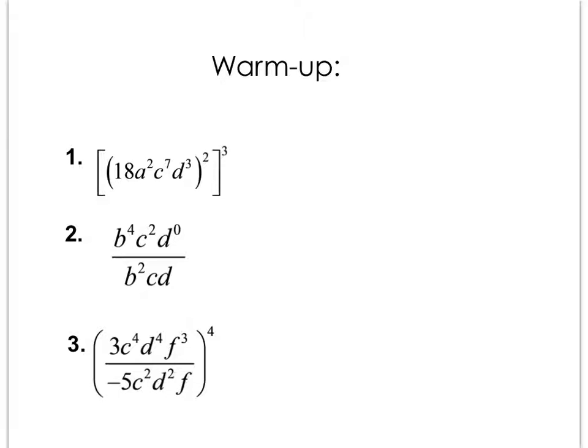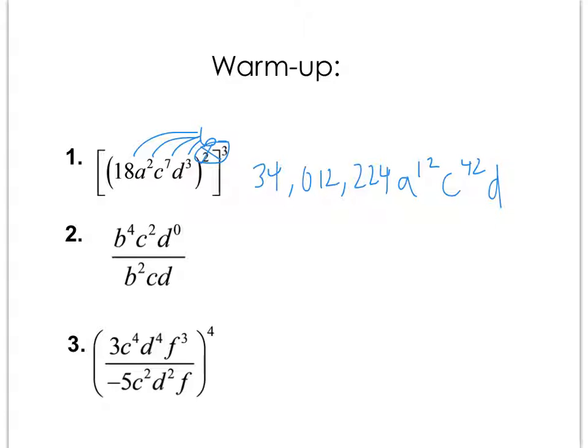I'm going to simplify my power to a power and change that to a 6, and now distribute that to everything inside the parentheses. So 18 to the 6th power is a large number. I'm going to write this down here. 34,012,224. And then I have a to the 12th, c to the 42nd, and d to the 18th power.